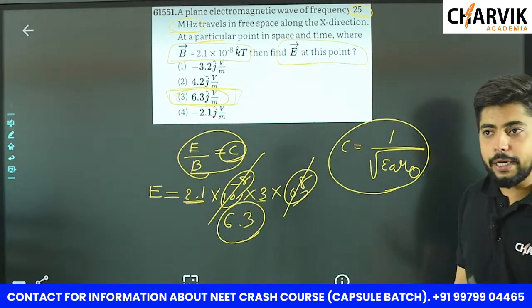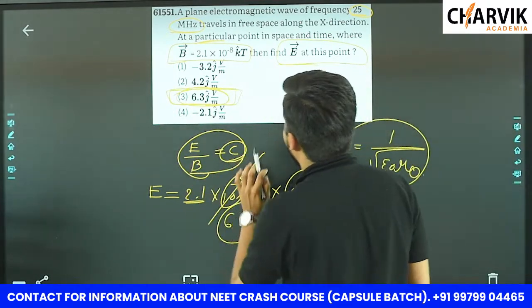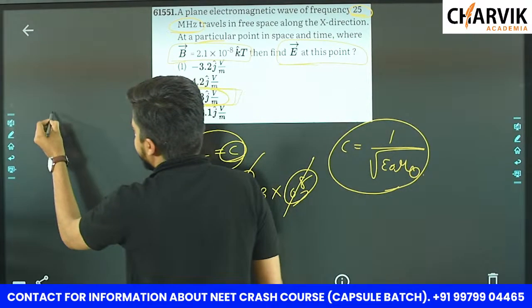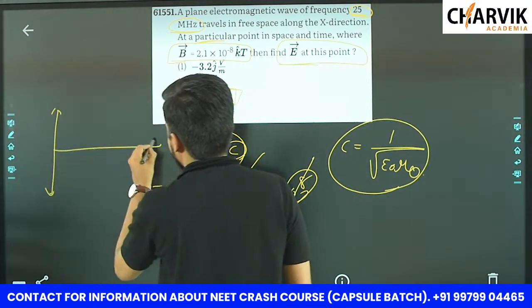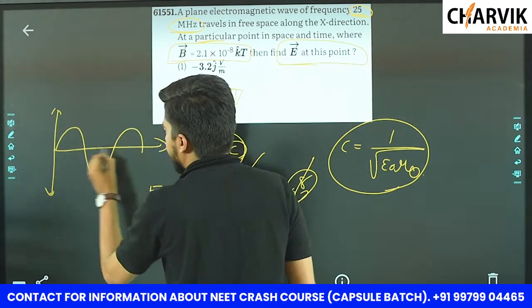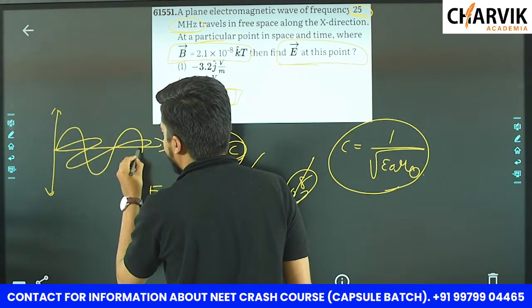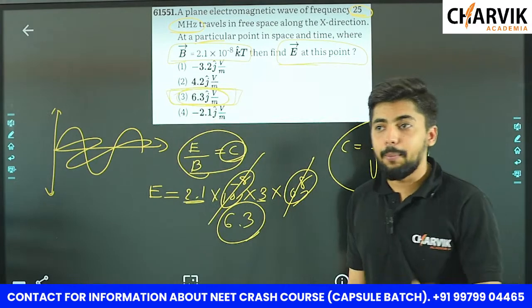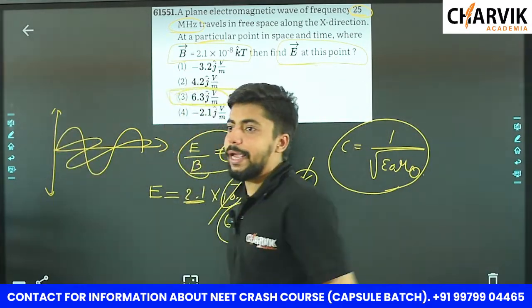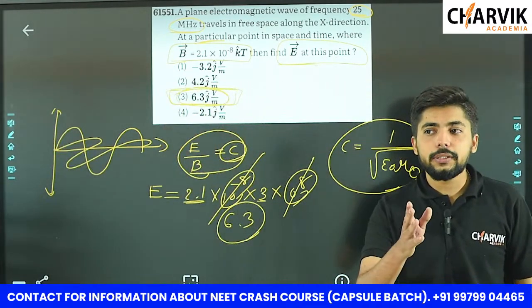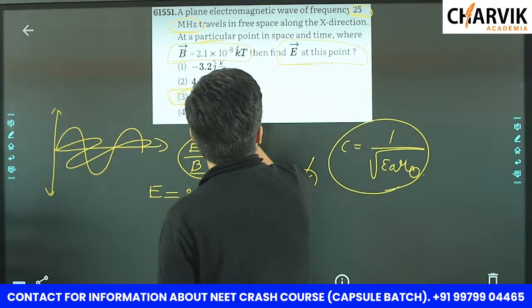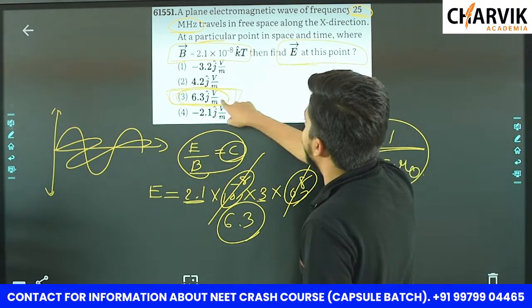But if you need to find the direction, how will you get it? You all know that in an electromagnetic wave, there will be electric field and magnetic field perpendicular to each other. And by taking E cross B, you will get the direction of propagation of the wave. And right now they are asking you the direction of the electric field.